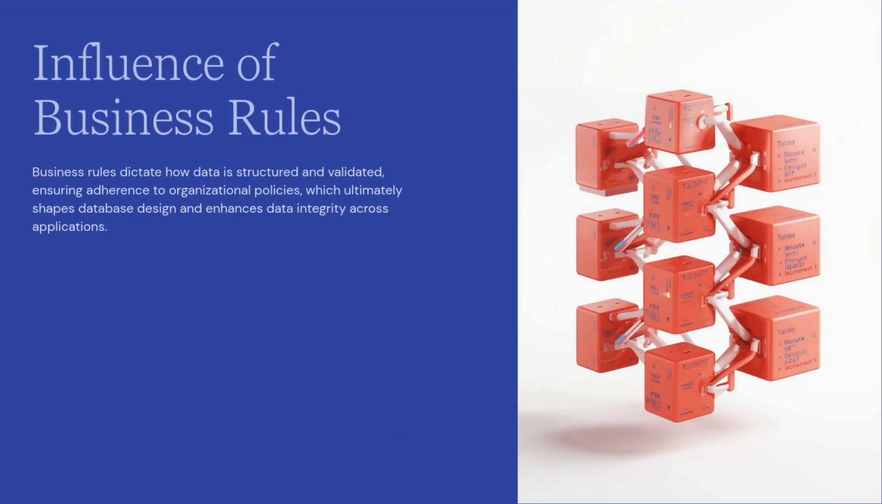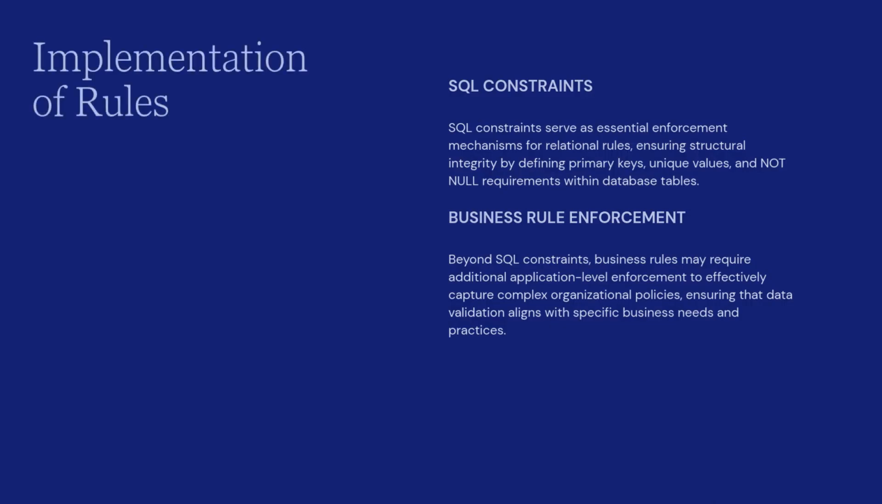How are these rules enforced? Relational rules are implemented as SQL constraints, things like primary key, unique, and not null. Business rules are discovered during database design and often enforced the same way.